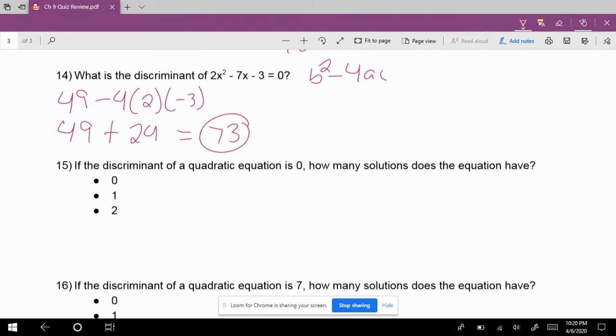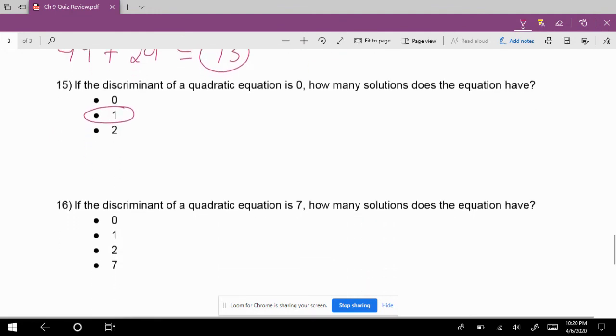So if we go into 15, if the discriminant of the quadratic equation is 0, how many solutions do you have? If you square root 0, how many answers do you get? Just one. The square root of 0 is 0. There's no positive 0 and negative 0. There's only one answer and it's 0. So a discriminant of 0 says that you have one solution to the quadratic equation.